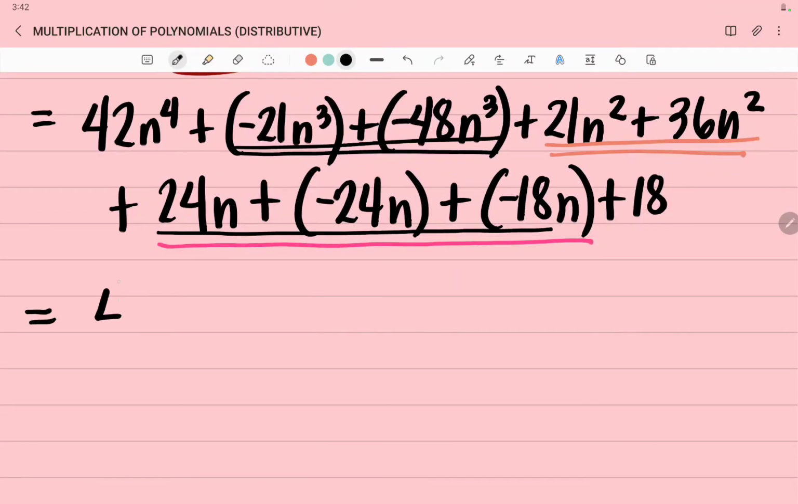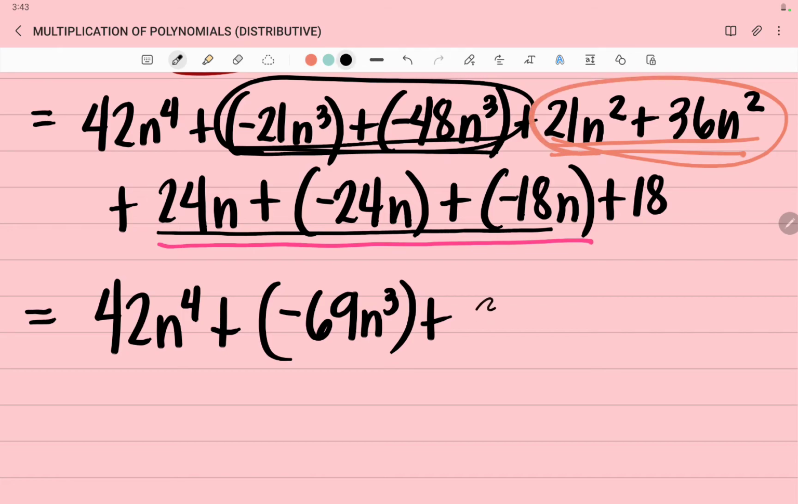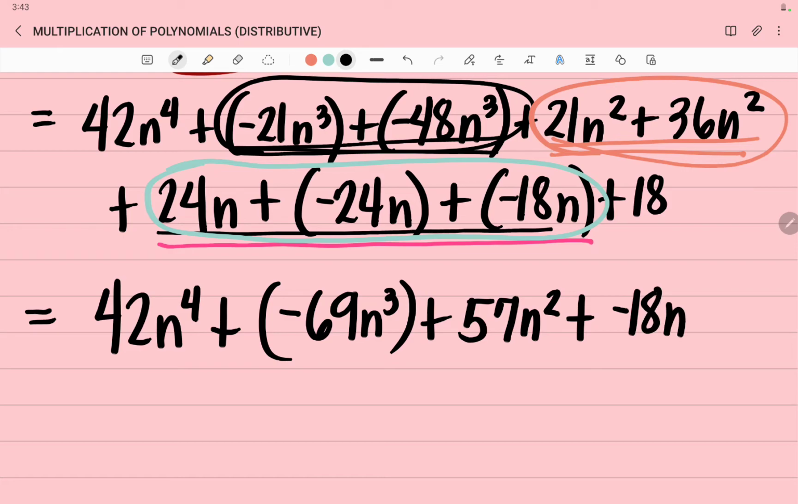We have now 42n⁴ plus negative 69n³, so for these like terms. And then we have plus 57n², for these terms. And then this one, so we have now plus negative 18n. Okay? So, plus 18. Because 24n plus negative 24n is 0. This is 0.